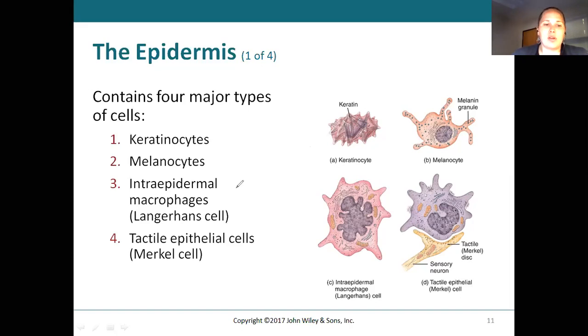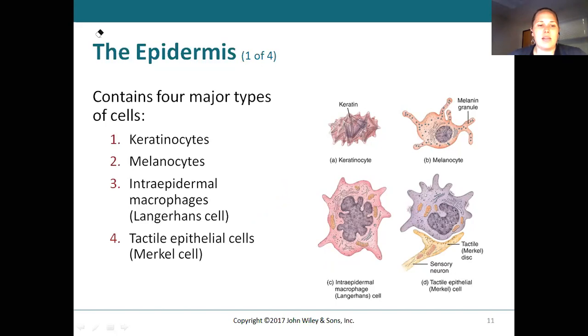Next, you have intraepidermal macrophages or Langerhans cells. A macrophage is an immune cell, and those immune cells are going to be finding and attacking any type of bacterial invader that's located on the surface of your skin. This is the first line of defense of the immune system. These Langerhans cells, or macrophages, can essentially engulf these microbes via phagocytosis and break them down.